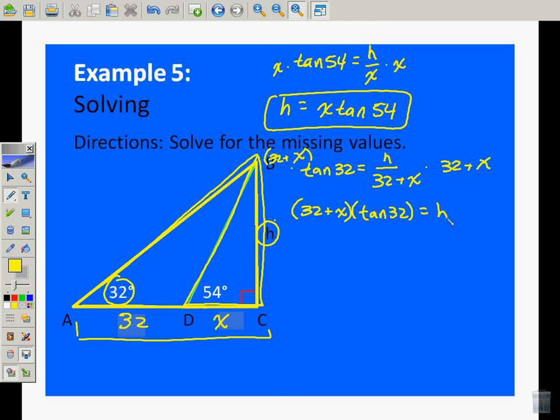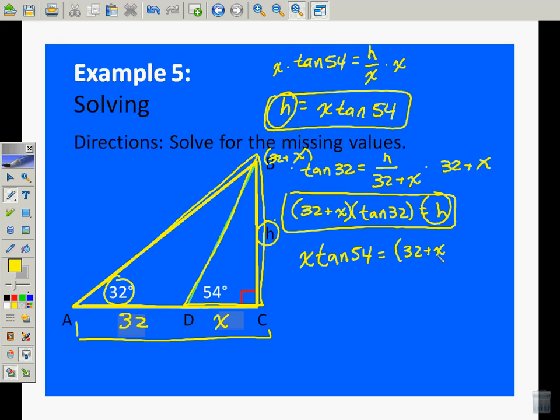The transitive property of equality says if two things are equal to the same thing, we can set them equal to one another. So because both of these are equal to h, I'm going to set them equal to each other. So x times tangent of 54 is equal to 32 plus x times the tangent of 32. Sorry, 32. Okay? I'm going to get distributive with it.